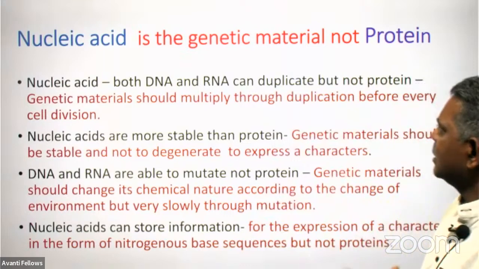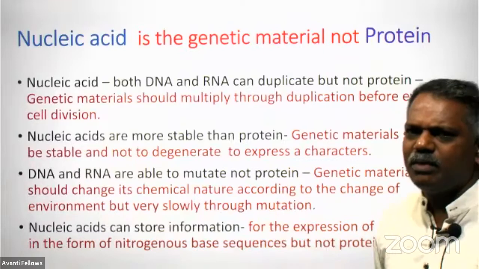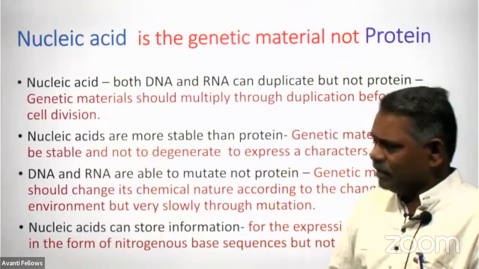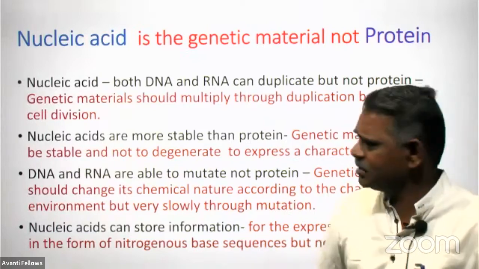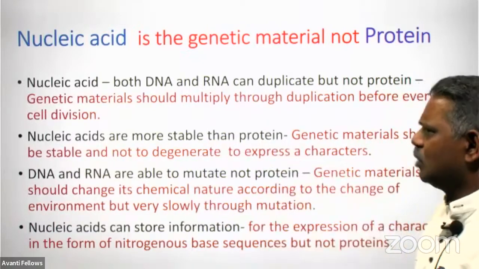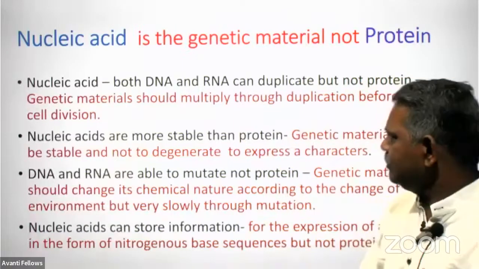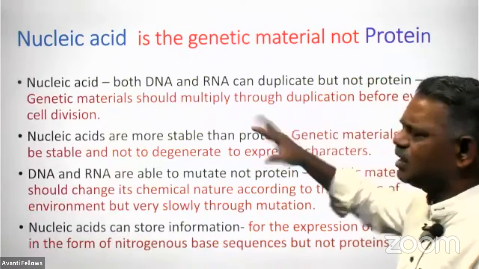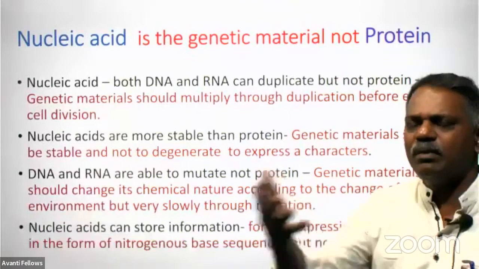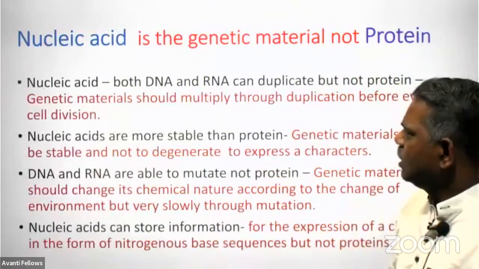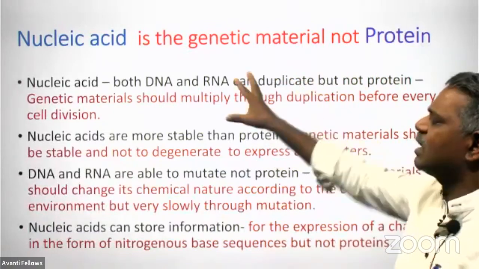Nucleic acid is the real genetic material, not the protein. There was a big controversy between the scientists, which is the real genetic material. Is it a protein or is it a nucleic acid? See, nucleic acids, both DNA and RNA, can duplicate, but protein cannot duplicate. It cannot make the duplication. Means what? Making the exact copy without changing its chemical nature. And protein cannot be duplicated, whereas the DNA and RNA can be duplicated.